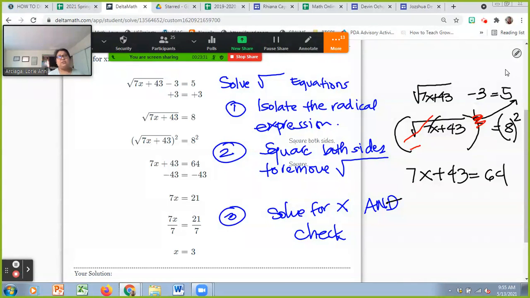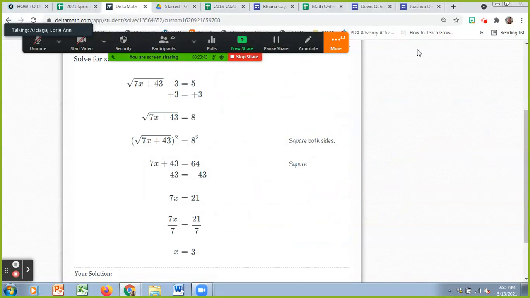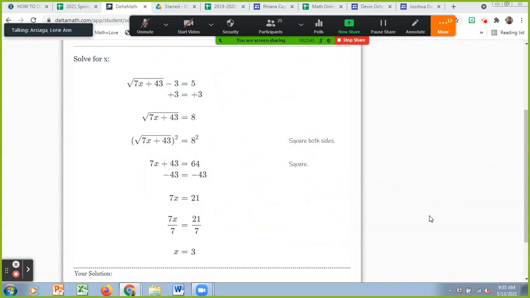It's similar to finding x in a linear equation plus the extra step of squaring the radical. All right, let's clear the ink and work on another one.